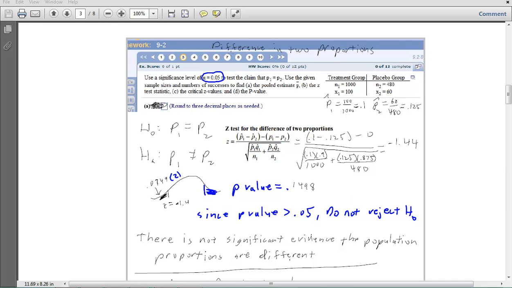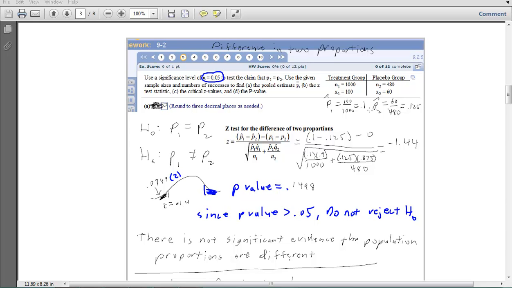This is actually from your book, section 9.2, number 3 is the example. What we've got here is a treatment group and a placebo group, and this might be the proportion of people that had side effects or something like that. The treatment group had a rate, if you take 100 divided by 1,000, of 10% rate of, let's say, side effects. And then the placebo group, the ones that didn't take the medicine, had a 0.125. It doesn't say what we're doing here, but all we know is there are two sample proportions, and this is binomial, like either they did or did not.